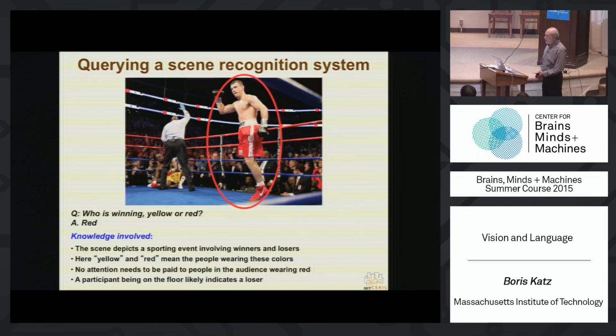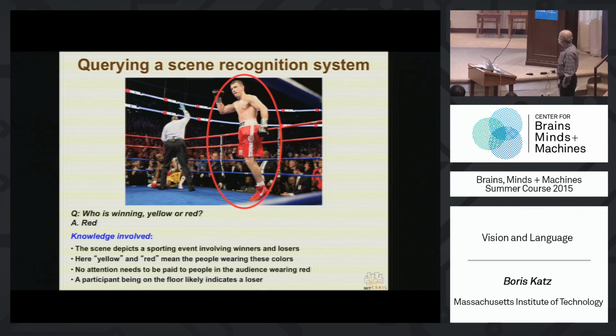Another example: who is winning, yellow or red? Well, the answer is, of course, red, but how did you do that? Well, you need to know that this is a sporting event, which all of you do, that it involves in this particular sporting event winners and losers, that you do. It needs to know that the sort of shorthand yellow and red means people wearing these colors rather than colors themselves. You need to know to pay no attention to people wearing red or maybe blue in the audience. And you also need to know that a participant on the floor is likely a loser, not a winner. It's a lot of knowledge.